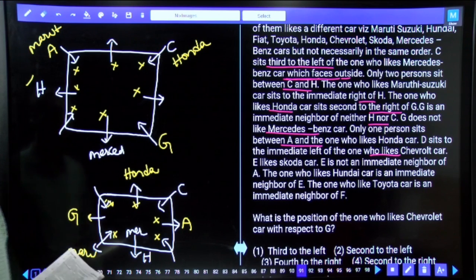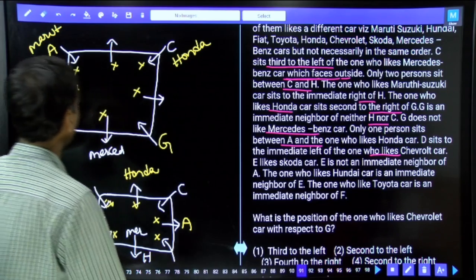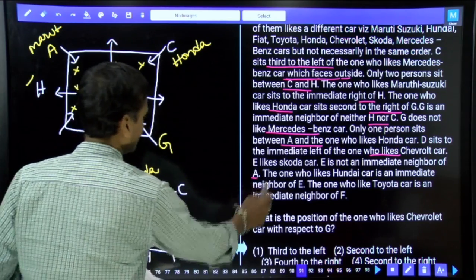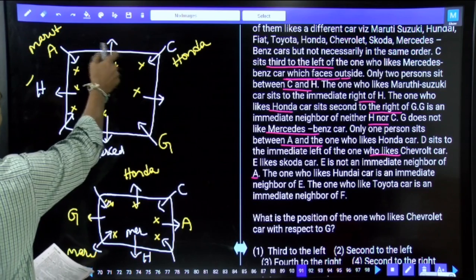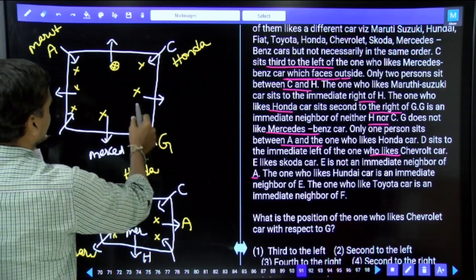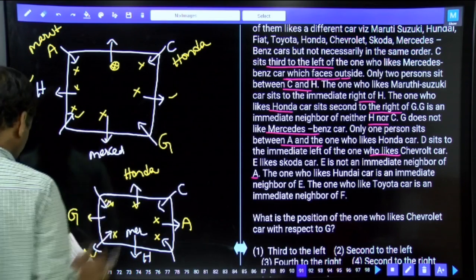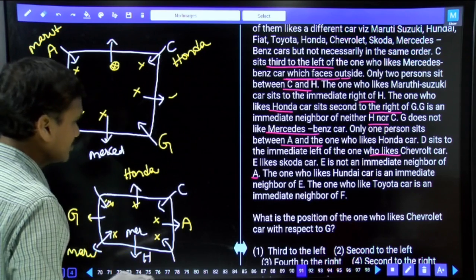As E likes Skoda, isn't it? E likes Skoda. E is not an immediate neighbor of A. Now E is not an immediate neighbor of A. E cannot be here. E can be either at this place or at this place. How many possibilities? 2 possibilities.